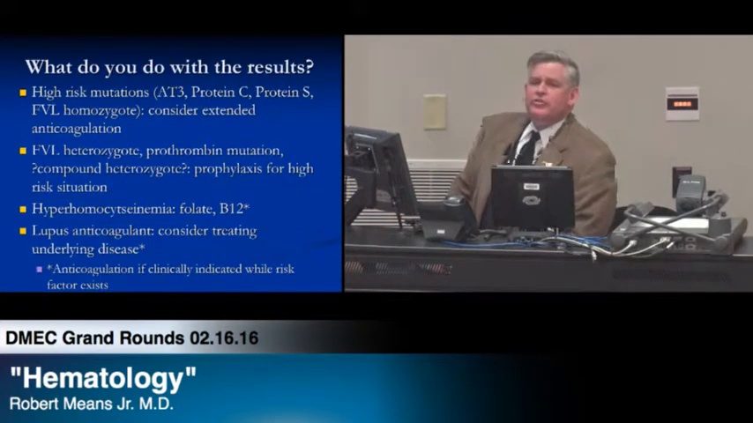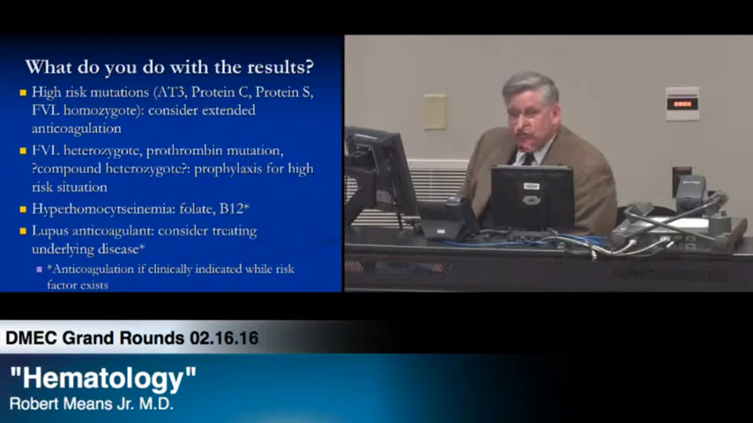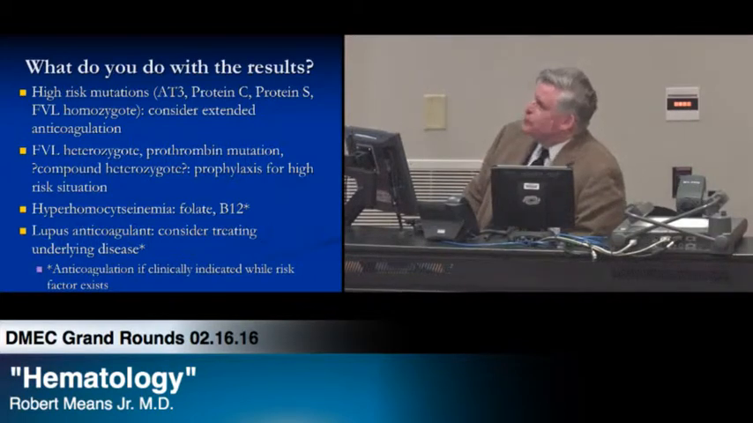But anyway, so what do you do with the results? What you don't do is take an asymptomatic relative who's never had a clot and put them on therapeutic anticoagulation. If that person is going into a high-risk setting, for example, they're going to have surgery, they're pregnant, they want to go on hormonal supplementation or contraception, and you can't talk them out of it, then you might consider a prophylactic dosing, but not full therapeutic anticoagulation.